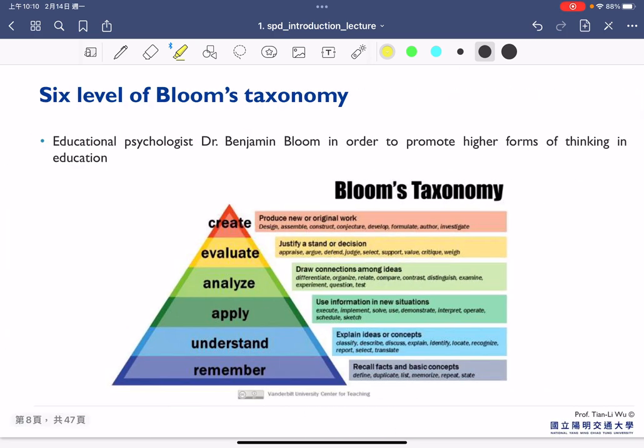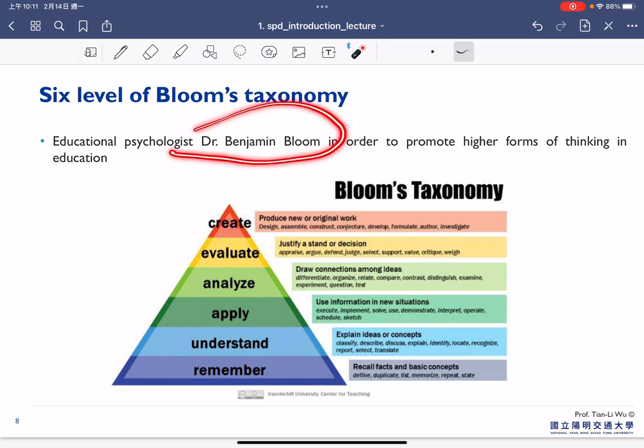Here is some of the teaching philosophy for this class. I will review what we call Bloom's taxonomy. This comes from the educational psychologist Dr. Benjamin Bloom, who is very famous in educational psychology. He proposed that when we try to learn something new, there are six different levels of learning.